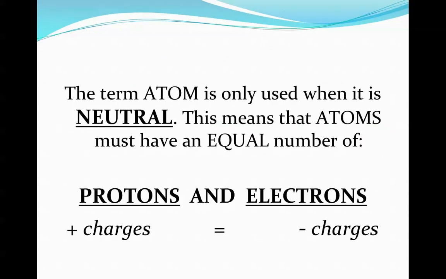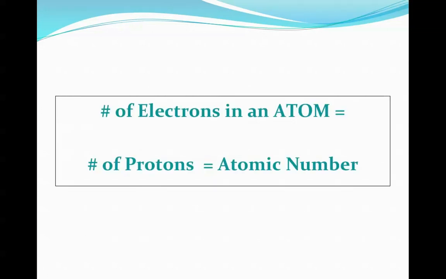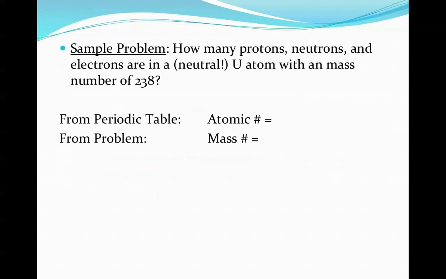Now the term atom is used only when it's neutral. This is a common misconception of students when they read questions, especially old chemistry Regents questions, when they throw in the term atom. They're telling you it's neutral when they say it's an atom. So this means that atoms must have an equal number of positively charged protons and negatively charged electrons. Our positives and negatives have to equal each other. Based off of that, the number of electrons in an atom has to be equal to the number of protons, which is also equal to the atomic number, which is a useful piece of information.